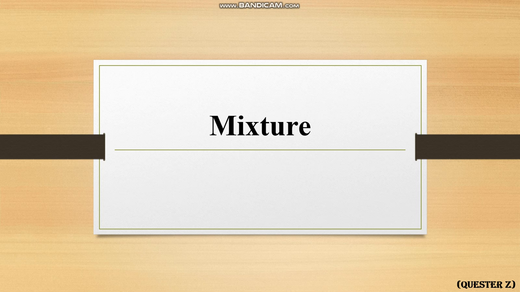Assalamualaikum. Today we are going to talk about mixture: what is mixture, its types, its examples, and at the end we will differentiate our previous topic, compound, from the mixture, that is, how compounds and mixtures differ from each other. So let's start our topic.